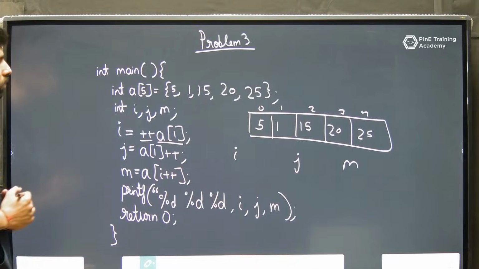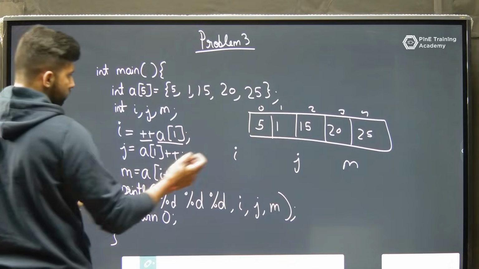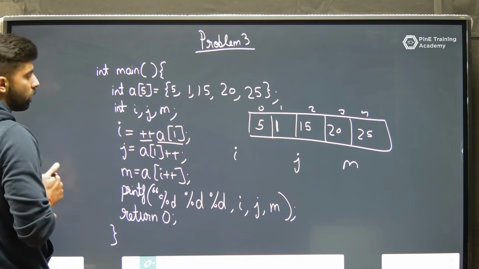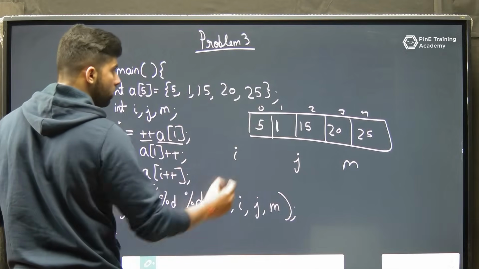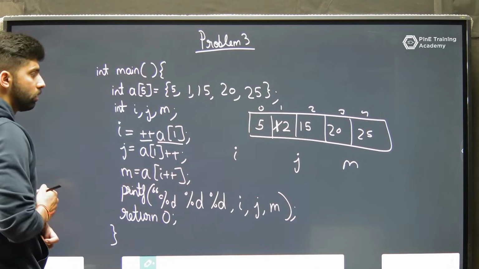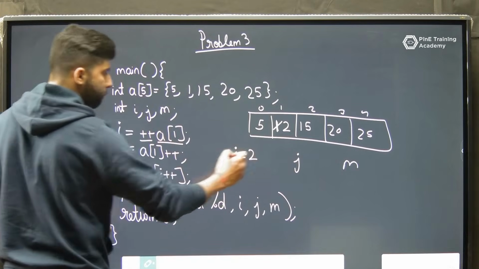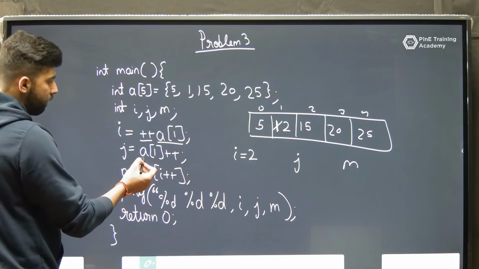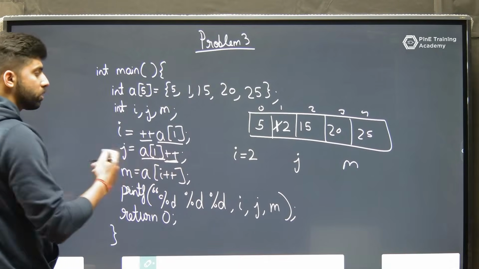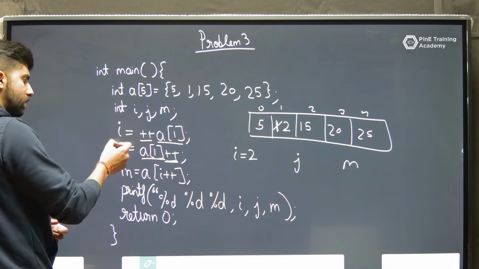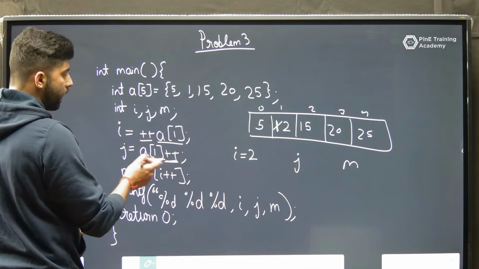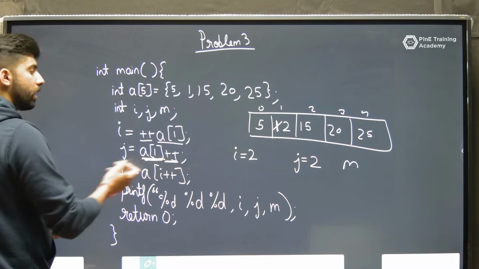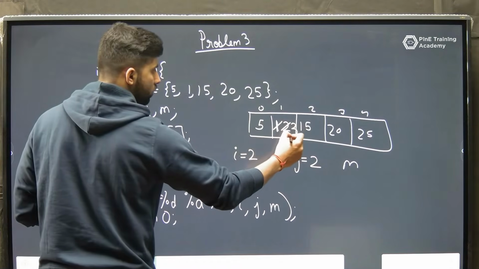Plus plus on array of 1, which means this value will be incremented first and will be assigned to I. So we will increment this value and then we will assign it to I. Okay, this looks fine. Next, we have a of 1 plus plus. This is a post increment in this case. That means we will first assign the value and then increment it. So at array of 1, we have 2, and then we will increment that value. So this will become 3.